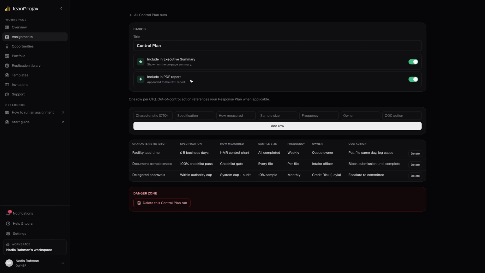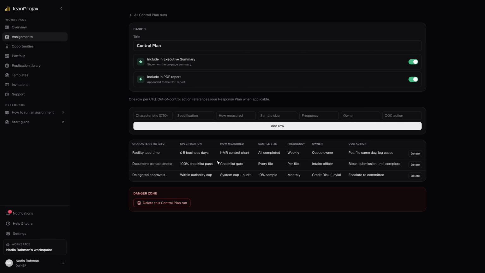So Nadia builds the control plan, the document that turns the chart into action. For each thing that must stay true, a row: what we measure, facility lead time; how, the control chart, weekly; who owns it, the queue owner by name; and the reaction. If a point breaches the upper limit, the owner pulls the file the same day and logs the cause. She adds the guardrails from the FMEA too, the checklist gate, the delegated authority cap. This is the project's memory, written down.